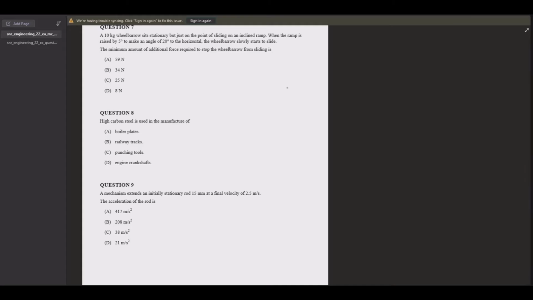So 7. Alright, inclined plane. It's raised by 5 to make an angle of 20, so the initial angle must be 15 degrees. And we know that when we're at 15 degrees, it's just on the point of sliding, so that means that mg sine theta, the force pulling it down the ramp, is going to be equal to the frictional force, mu mg cos theta.